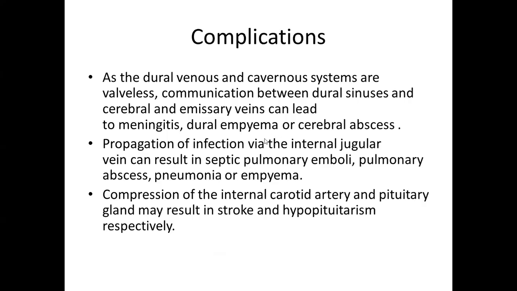Coming to complications, dural venous sinuses and cavernous sinus systems are valveless. Communication between dural sinuses and cerebral and emissary veins can lead to meningitis, dural empyema, cerebral abscess. Propagation of infection via the internal jugular vein can result in septic pulmonary embolism, pulmonary abscess, pneumonia, and empyema. Compression of the internal carotid artery and pituitary gland will lead to stroke and hypopituitarism respectively.